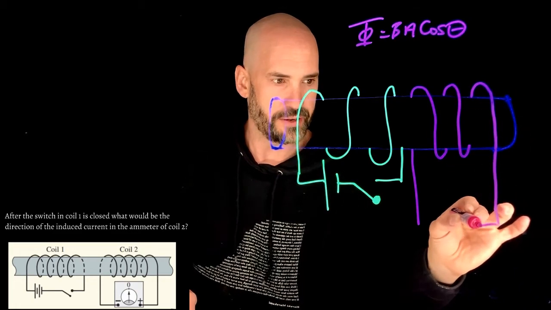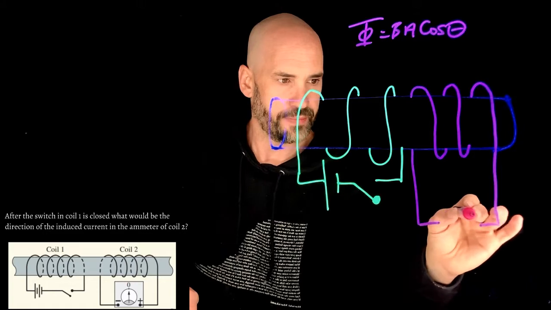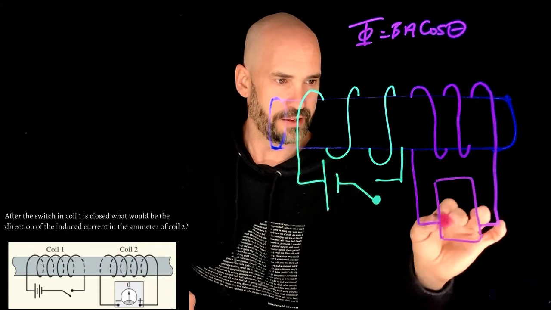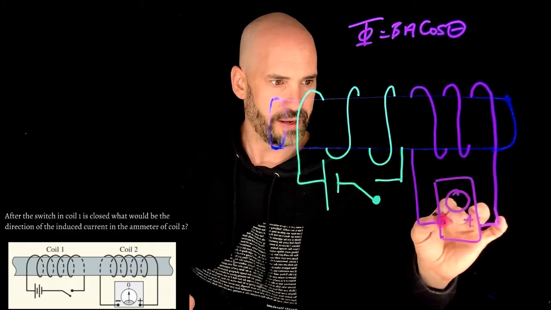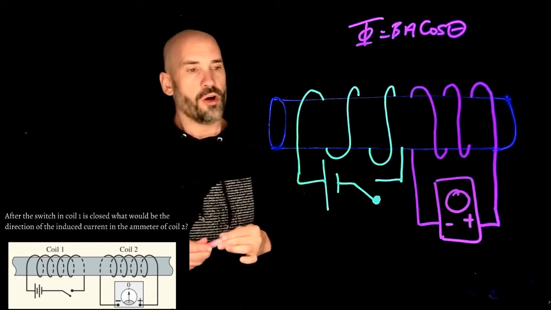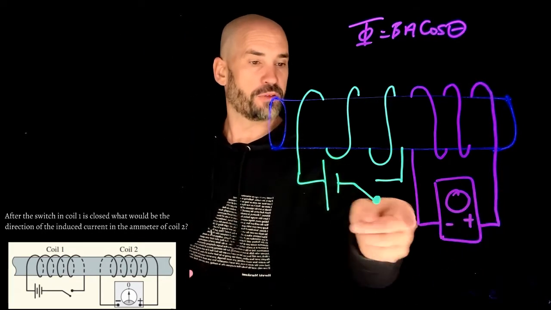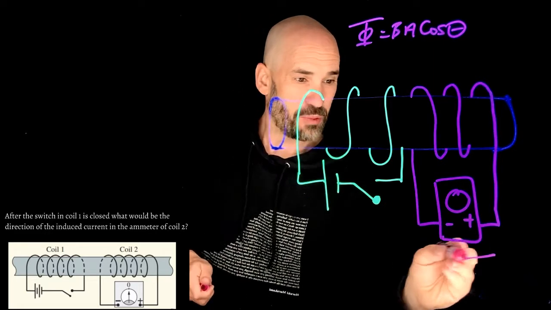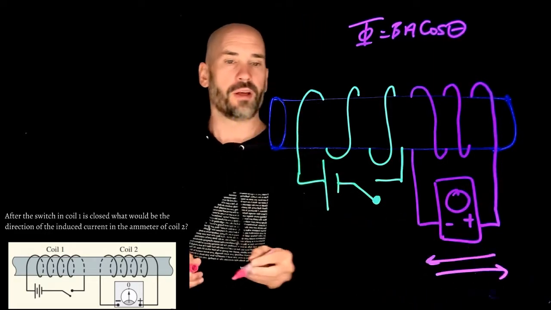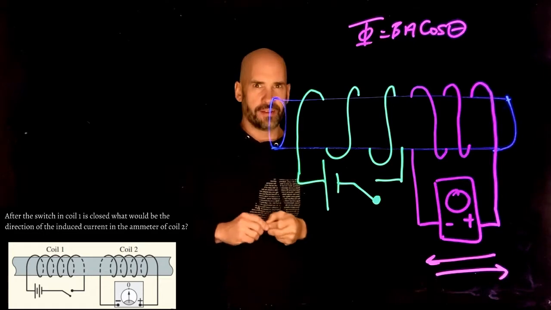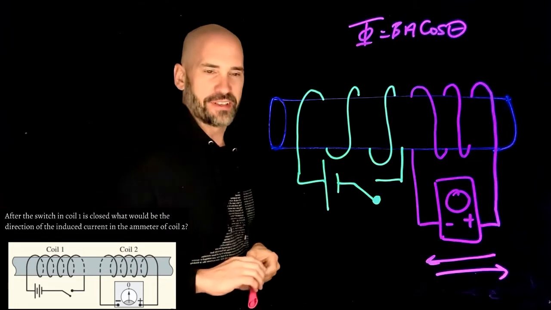And this is an ammeter. Okay, so you have a little dial, plus side, minus side. And we want to know what direction the current will be moving through the ammeter. Will it be moving this way or this way? Okay, all right, this is interesting, right?